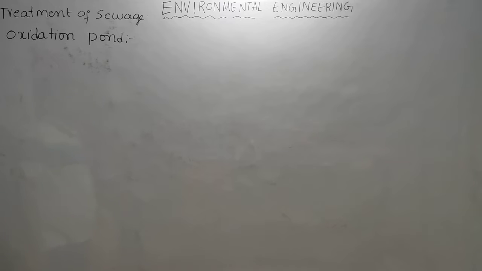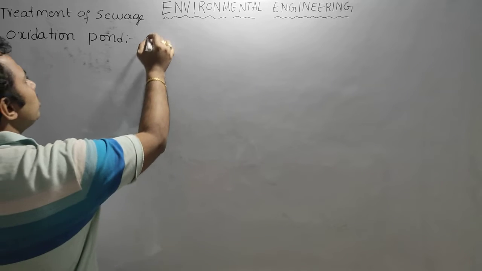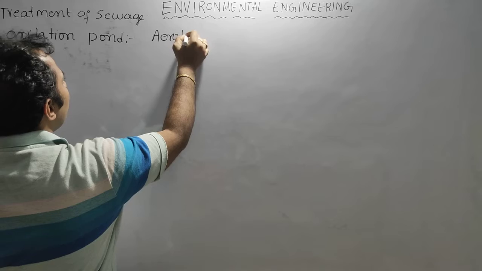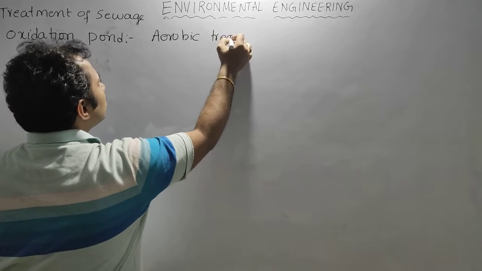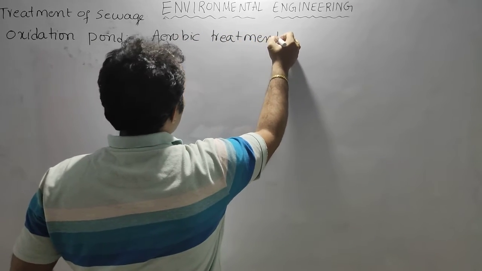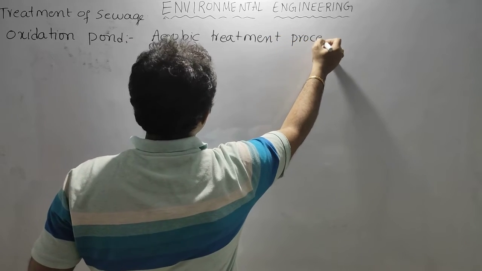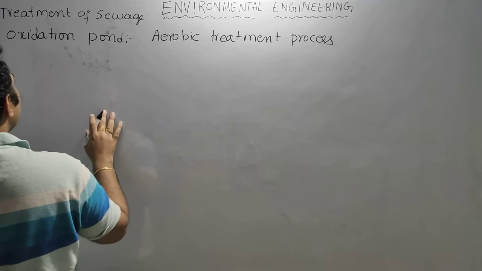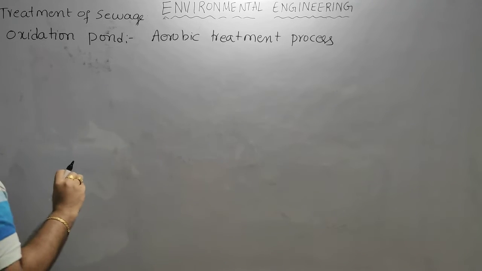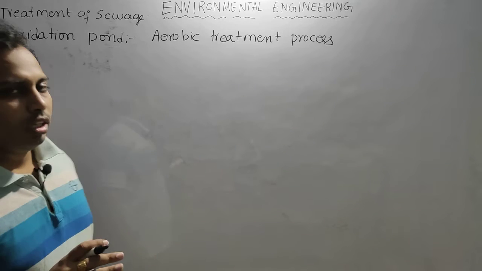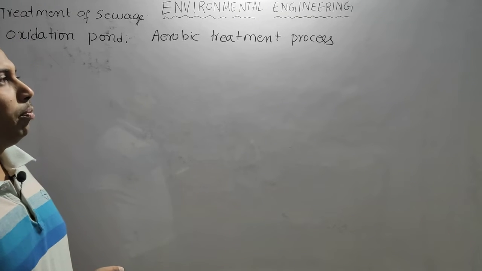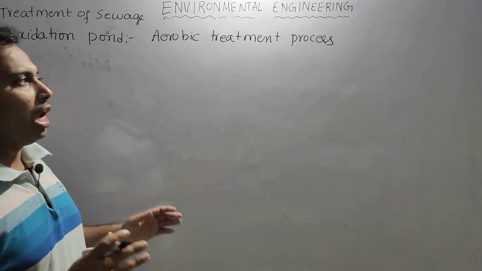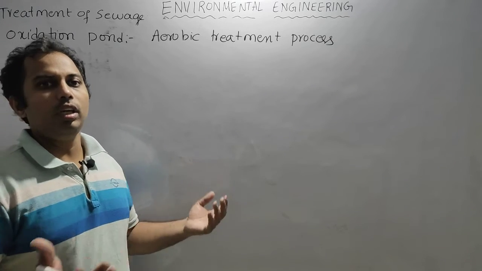Oxidation pond will have a depth of 0.5 meter maximum, because it is an aerobic treatment process. So to have the air flow into it, generally the depth of the oxidation pond is restricted to 0.5 meter. Here the oxidation pond is like a shallow pond which we see in our vicinity.